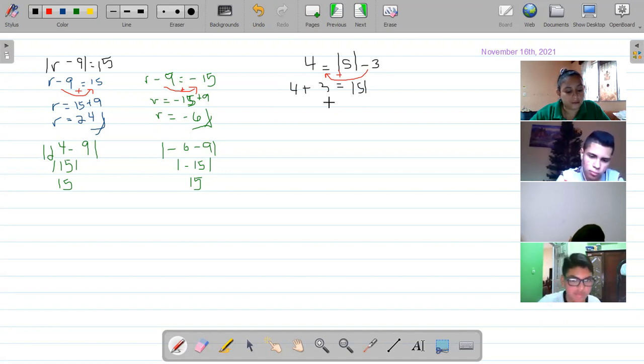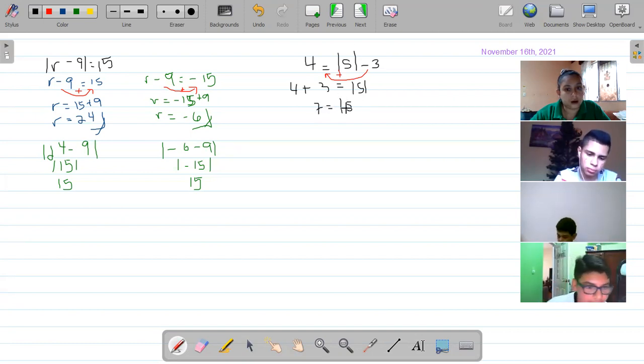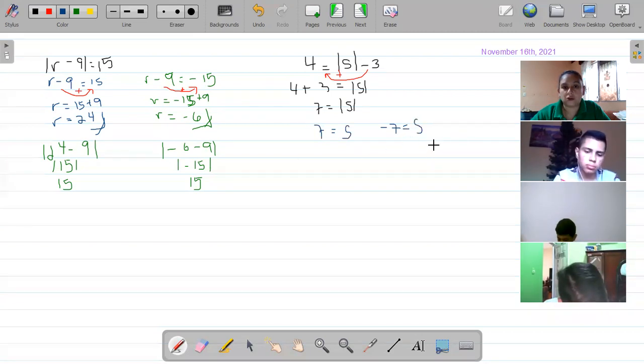How much is 4 plus 3? 7. 7 is equal to the absolute value of S. Now we're going to separate that according to the rules, where we have 7 is equal to the absolute value of S and negative 7. We are going to have 7 is equal to S without the absolute value, and negative 7 is equal to S. And you have both answers in there.